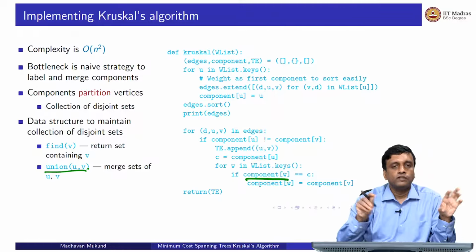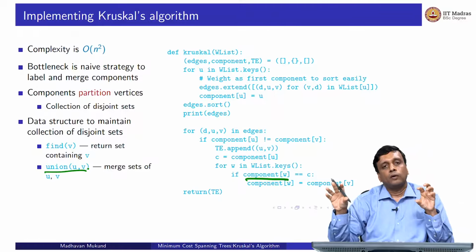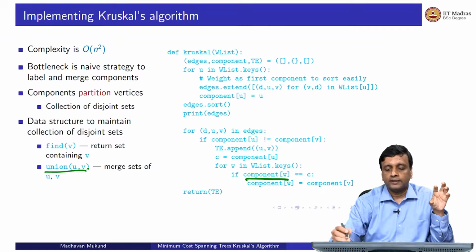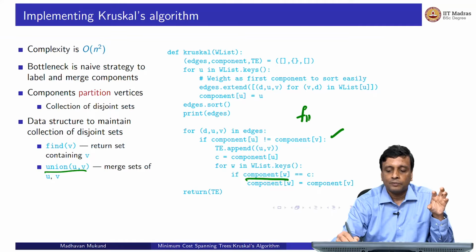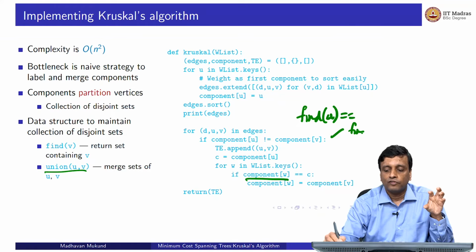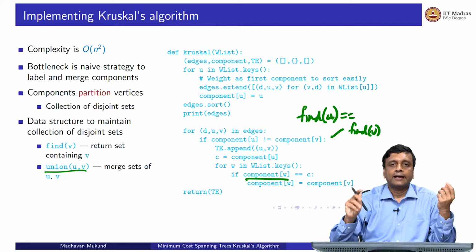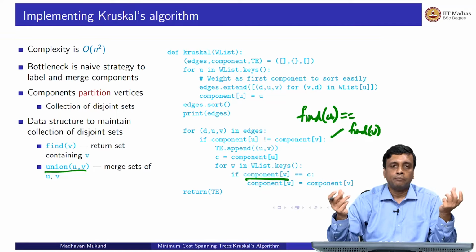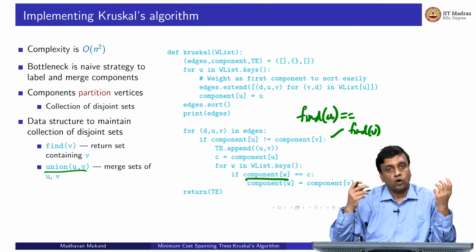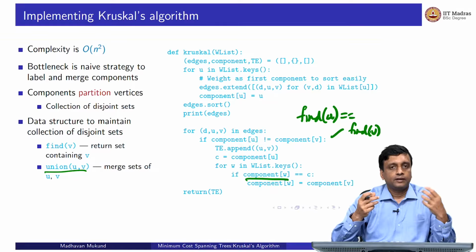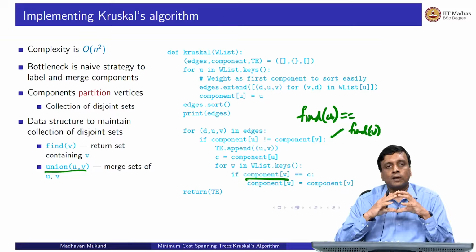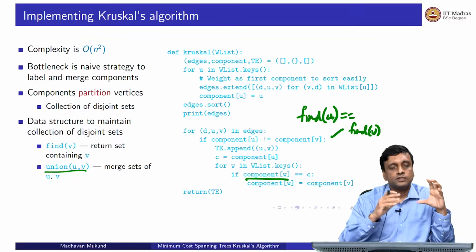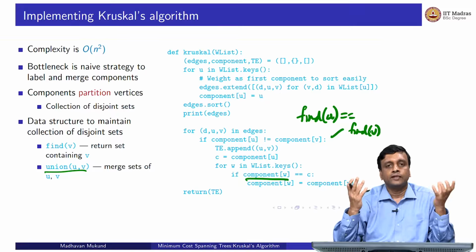I need to take two vertices. I can use find to check this, right. This is the same as asking whether find of u is equal to find of v. So, if I have the function find, I can check whether or not two vertices belong to the same component by just finding the name of their components. But if they are not the same, then I need to merge them, right. So, I have to take the union of these two partitions and make it a bigger partition. So, this is the union operation, the usual set theoretic union operation.